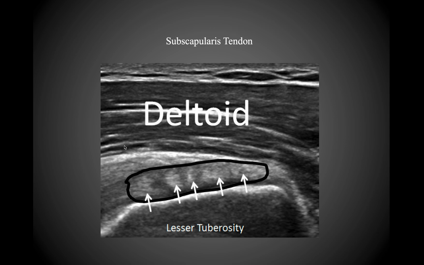And then finally, we have a view of the subscapularis tendon here. This is a normal view of it. This is not torn. But you can see just a good example of each one of these arrows representing the individual tendon bundles of the subscapularis, and then in between these hypoechoic regions are going to be the intervening muscle fascicles. So you can see the muscle fascicles next to the individual tendon bundles.